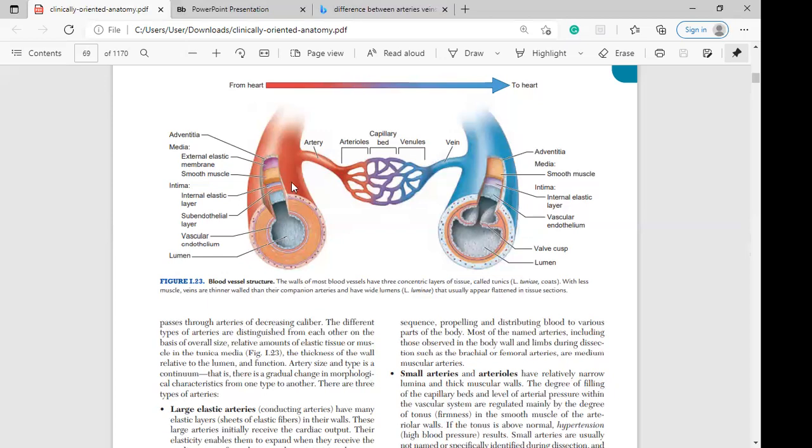So this is how an artery looks. Quickly, three layers: intima, media, adventitia. In the intima, you find the vascular endothelium, the subendothelial layer and the internal elastic layer. Then when you enter the media, you find the smooth muscles, and then the external elastic membrane, and then you find the adventitia.